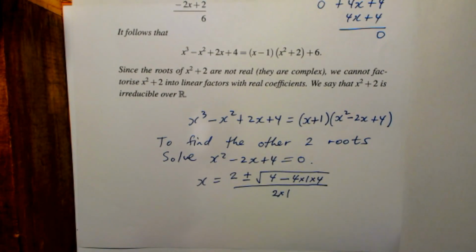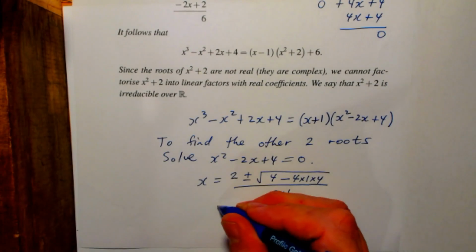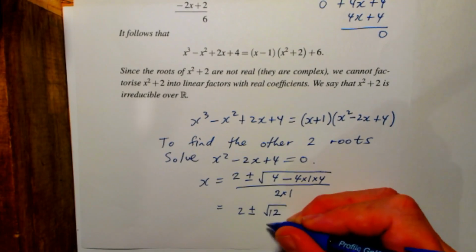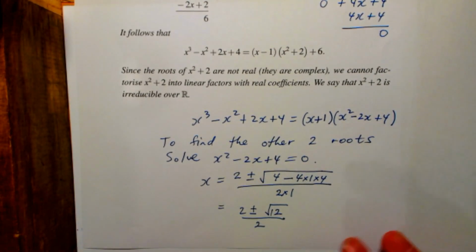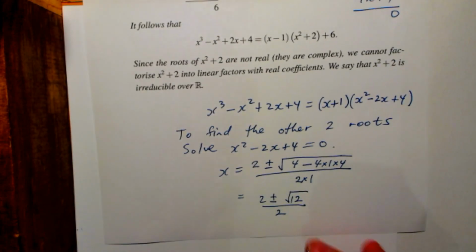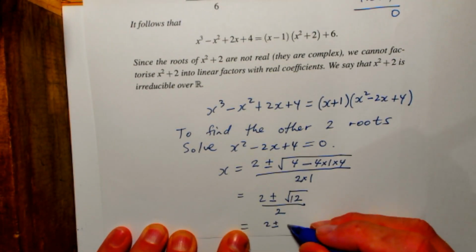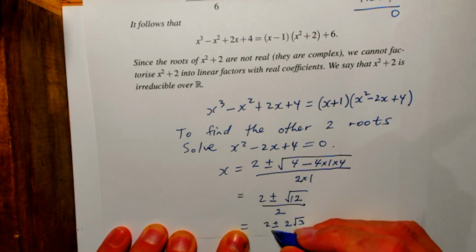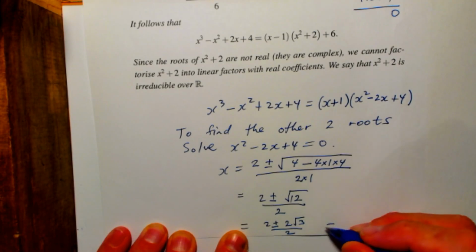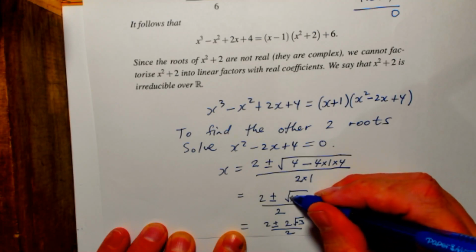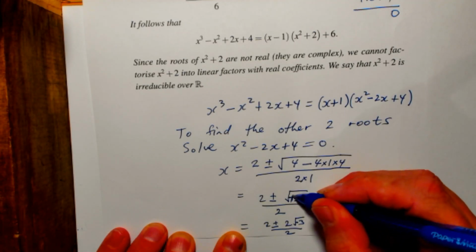Now this inside the square root is negative, it's minus 12, so 4 minus 16 is minus 12. So we have 2 plus or minus the square root of minus 12 all over 2. Now root 12 is the square root of 3 times 4. So this is 2 plus or minus 2 root minus 3, and that's actually minus 12, isn't it? So I'll put that minus in there.